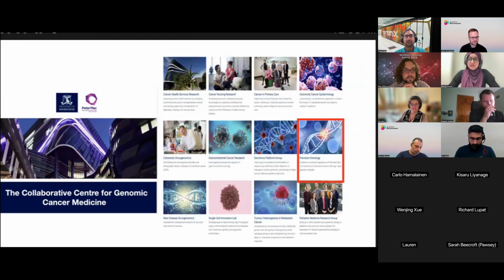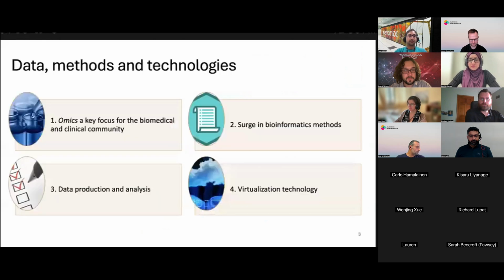The Collaborative Center for Genomic Cancer Medicine, where I work, aims to bring together university leaders from different groups. The idea is to improve the outcomes and quality of life for people affected by cancer, majorly. I personally am affiliated with this group highlighted in the red square, called Precision Oncology. As the name indicates, we focus on individual patients going through cancer and try to use genomics technologies to work out what might be causing it.